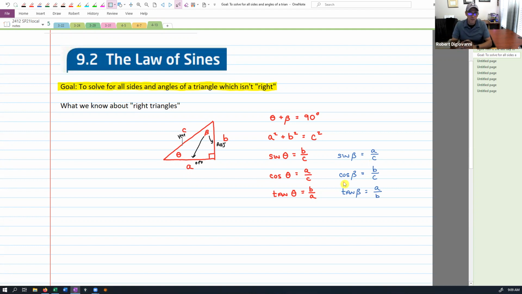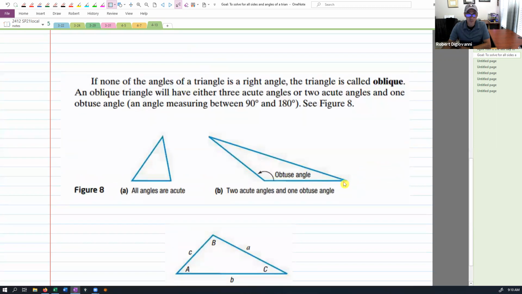We know a lot. So the question becomes, if we're given a triangle that's not right, can we still figure out what all the sides and all the angles are? And that's where the law of sines comes in. So first, some definitions. If you have a triangle where none of the angles are right, then we call that an oblique triangle. An oblique triangle is just a triangle that is not a right triangle.